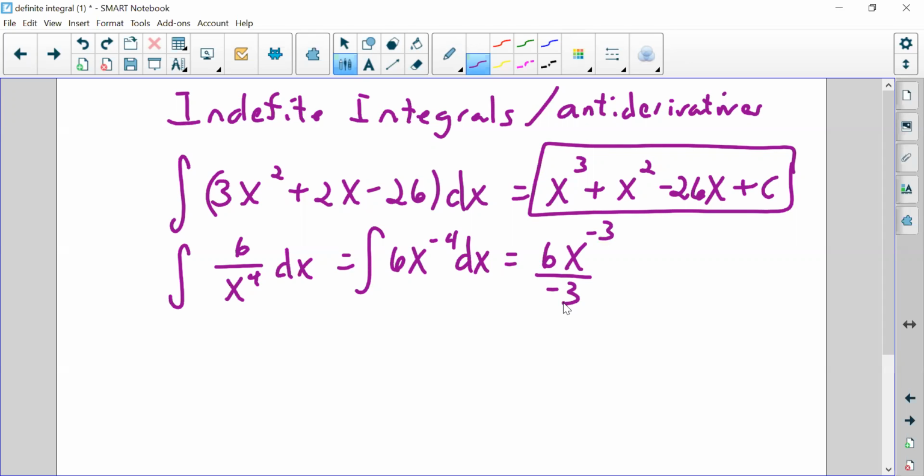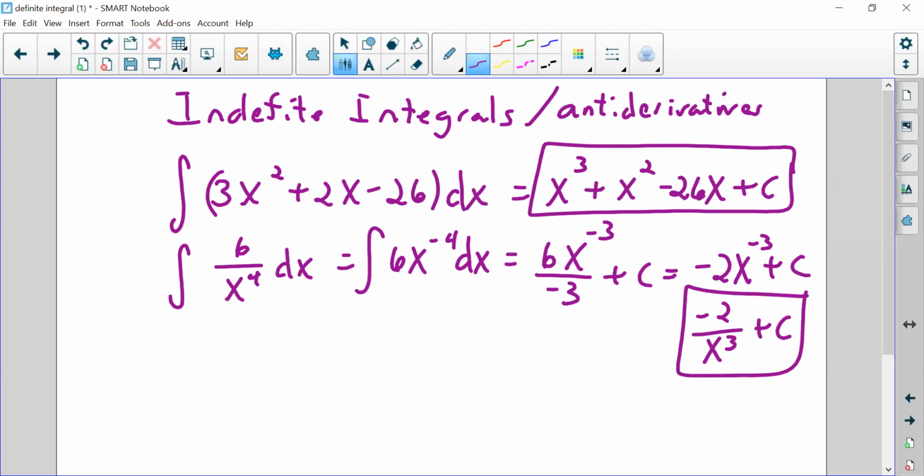-2 over x cubed. So that is equal to -2 x to the -3 plus c, and then the original problem didn't have a negative exponent. So I get rid of my negative exponent. And there's going to be my final answer. So we're okay with that? So that was this one.